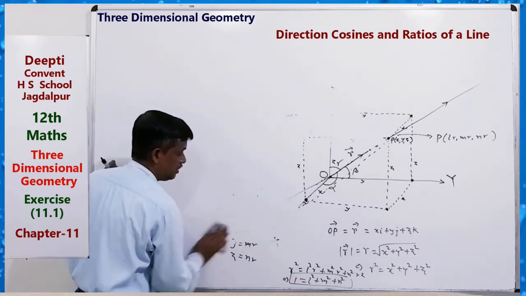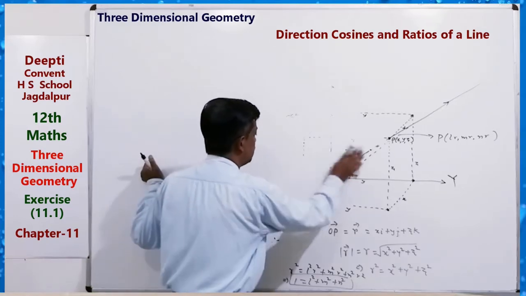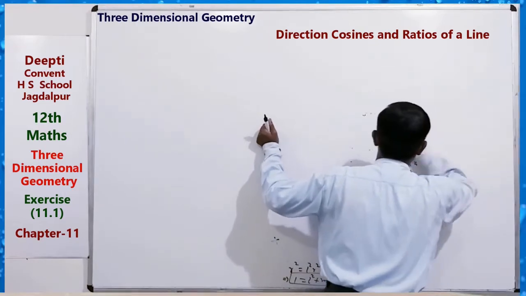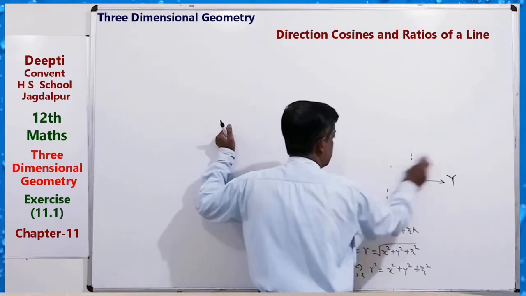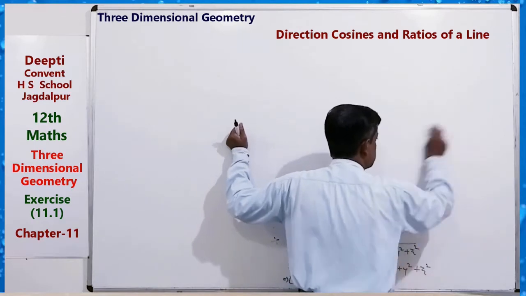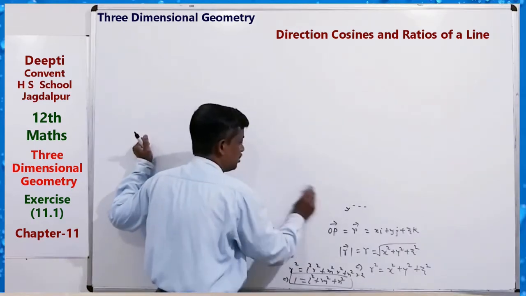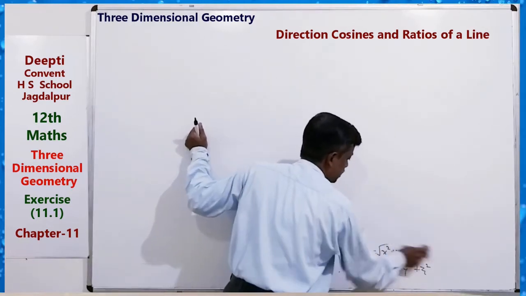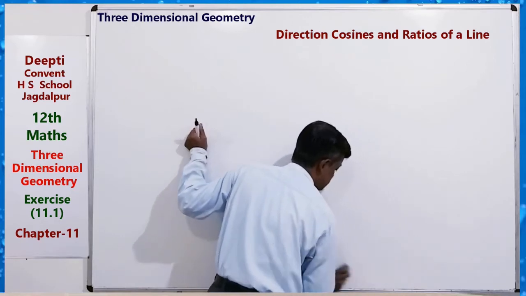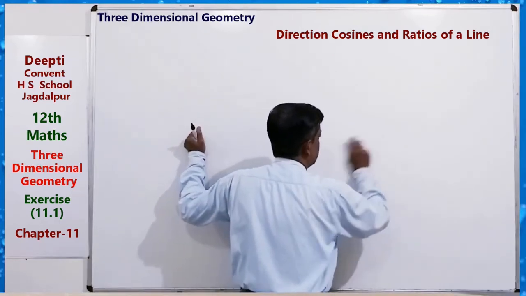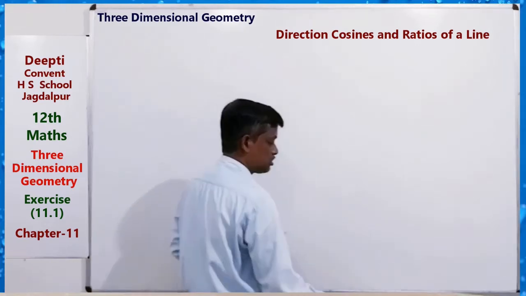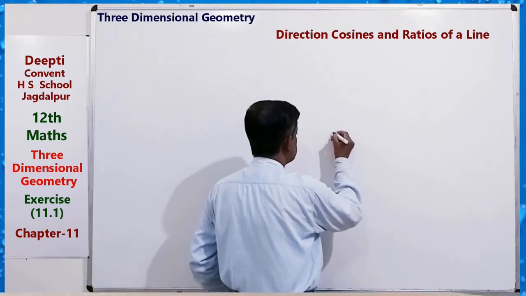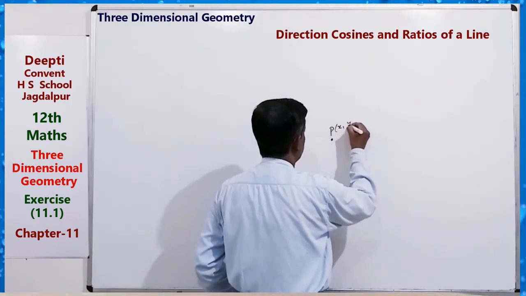Now we have to find the direction cosines of a line which passes through 2 points. We know a line can be drawn through 2 points. So suppose a line passes through 2 points, then how can we find the direction cosines in terms of coordinates? Because in a 3-dimensional coordinate system we have x, y, z. So suppose we have 2 points through which a line passes, then how can we write the direction cosines of that line? Suppose one point is P, that is x1, y1, z1.